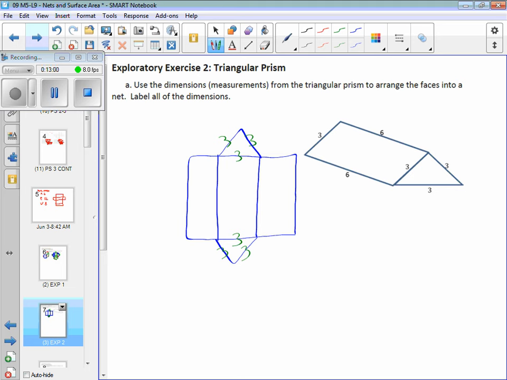Remember, the sides that are adjacent are always the same. So this has got to be three also, because when you fold this up, these two edges touch. What does this have to be? What does this have to be? What does this have to be? All my threes are done. Everything else is six.